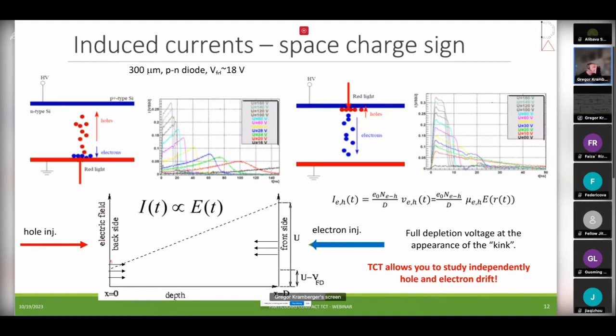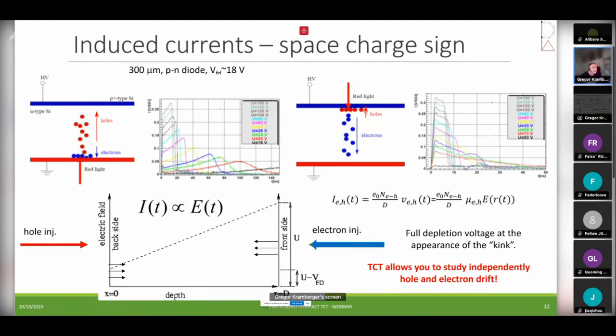So if you inject holes here, you create these electron hole pairs here, and the electric field pulls holes to the other side, and as they move into ever higher electric field, remember the electric field in a reversely biased silicon diode is, let's say, linear, and you can nicely see this linear behavior also in your signals. You can see also the diffusion, so the longer the drift lasts, the more the carriers diffuse apart and the longer the tail.